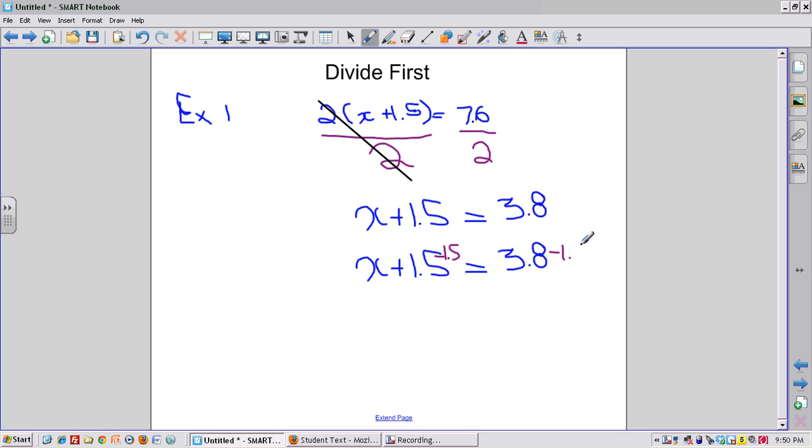Essentially, it's doing the same steps. You still had a divide by 2 and a subtract here. And I'll show you in a split screen in a second. It just does the same thing in the reverse order. So we have x equals, and then 2.3.